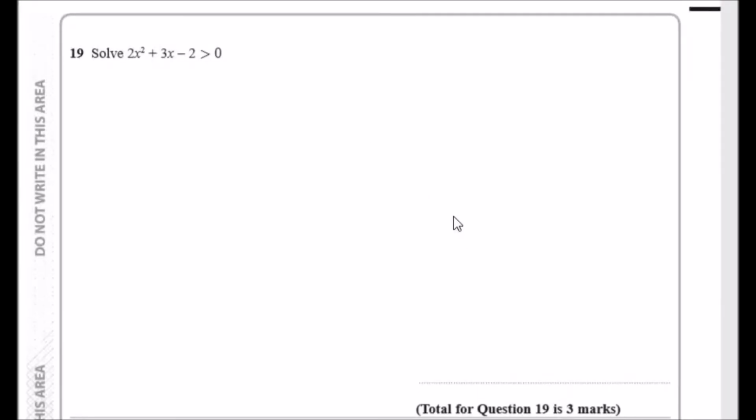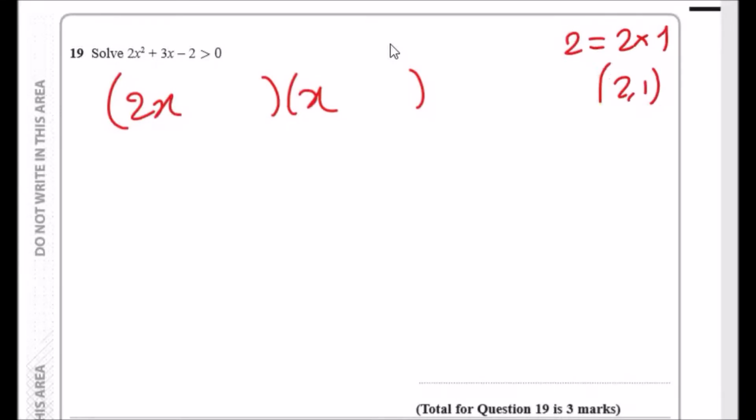Okay, 19. Solve this quadratic inequality. So as always, try and factorize this if we can. So attempting to factorize, just to have a go. Because the number is 2, the only possibility to find the product of 2 is 2 times 1, so it'll be 2 and 1. Now using this pair, can we get a 3x?